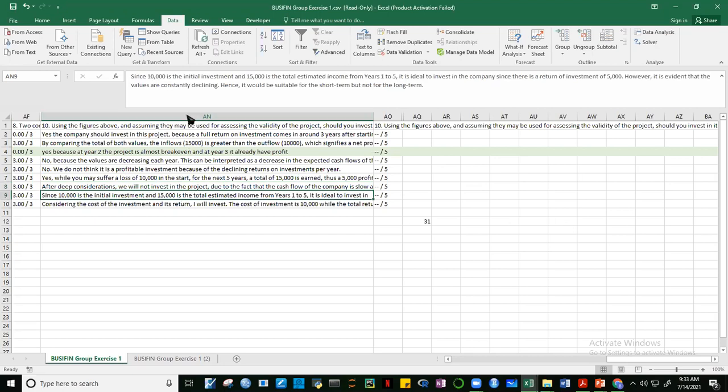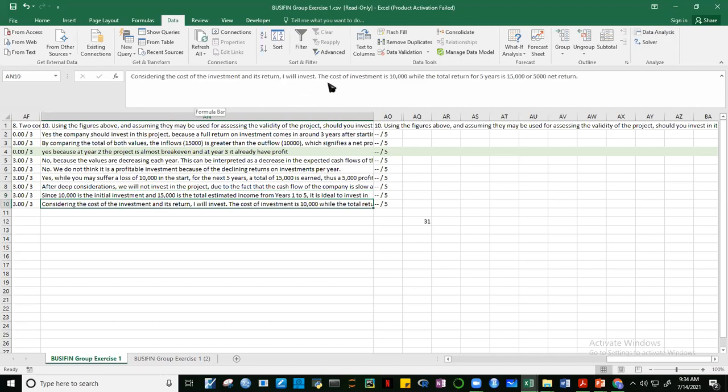Okay? Ito, 10,000 is initial investment estimated. Okay? Values are constantly declining. Okay, so ito ang sinasabi nila, although hindi sinabi kung yes or no, no? Okay, so I'll assume na yes to. Okay, ang sinabi dyan na ang inflow is 15,000, 10,000 is the outflow. So mukhang okay siya. Although may comment sila na bumababa yung cash flows over time. Okay. The cost of investment and its return, the cost of investment is 10,000, return is 15,000. Okay. I will invest. Okay, so this group will invest also.